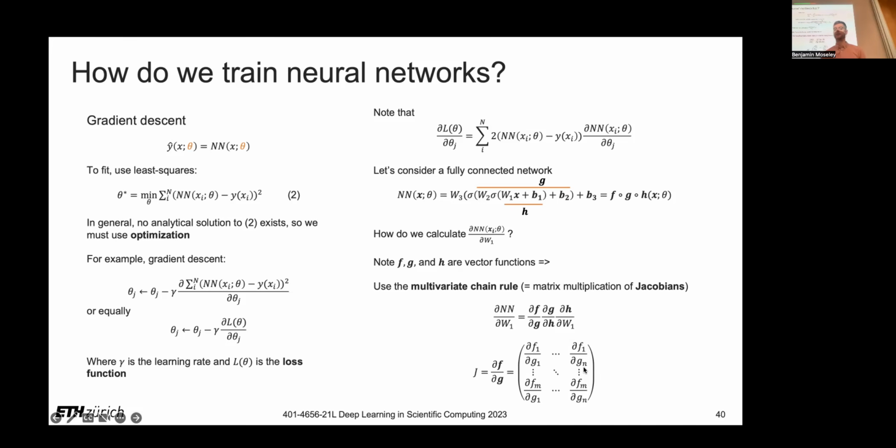The multivariate chain rule says, if I have a function of these composed vector valued functions, I can just apply the chain rule here, and each of these is a Jacobian matrix: dH by d omega, dH by dW, dG by dH. Each of these is a Jacobian, and we just do a matrix multiplication of those Jacobians to get the final one. And so you can show that this is true.